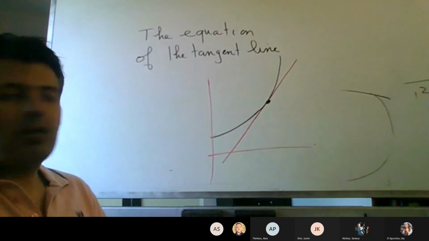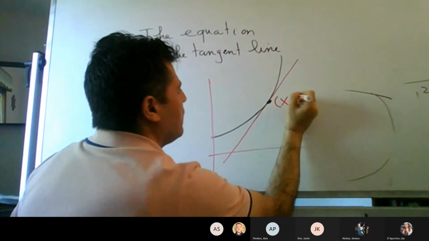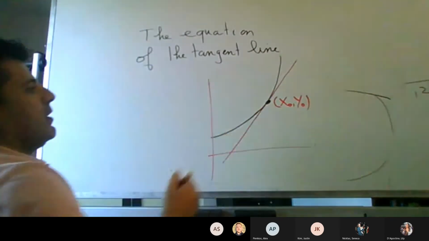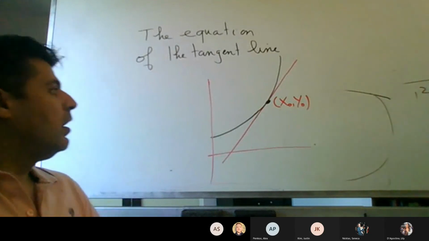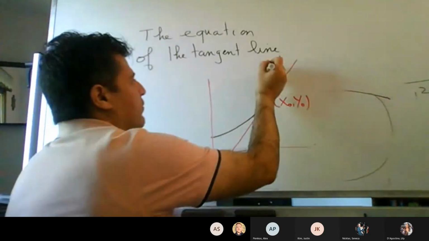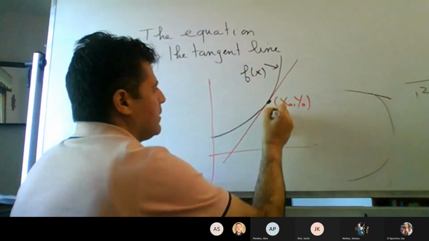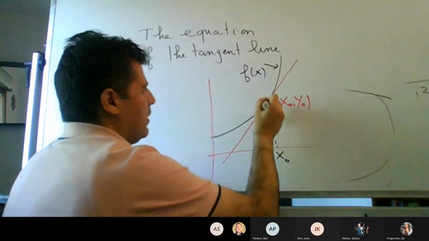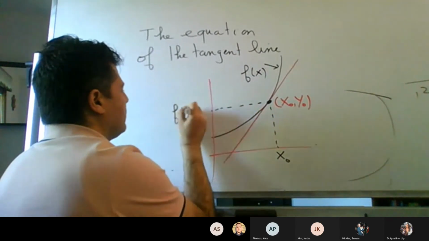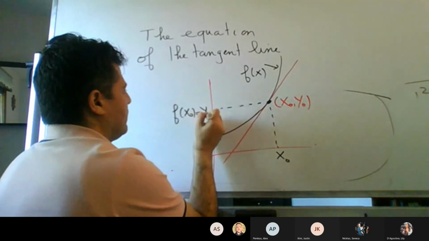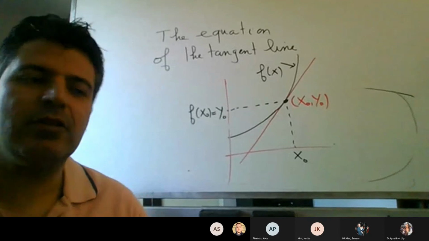Let's assume the point is x0, y0. So this is the function. This is f, our function f of x. And this is x0, and this is f at x0. y0 is f at x0. Okay. So the question here is to find the equation of the tangent line.